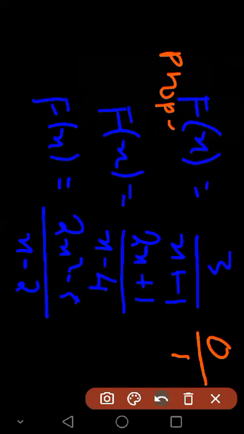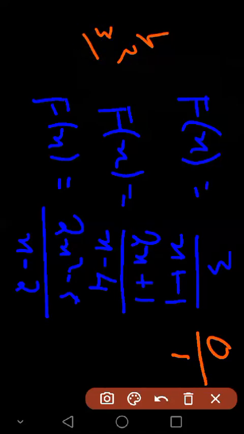The idea of a proper rational function comes from the fact that if you have 1 over 2, this is a proper fraction. If you have 3 over 5, this is a proper fraction.